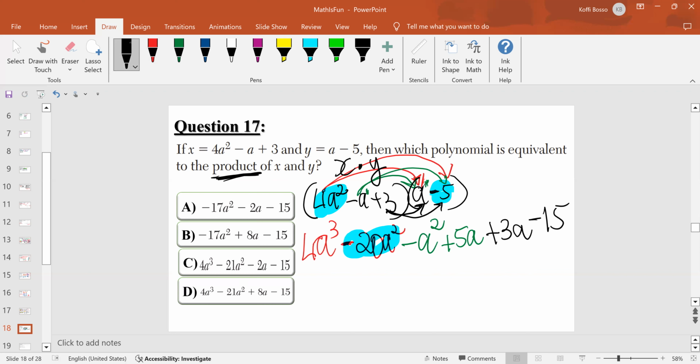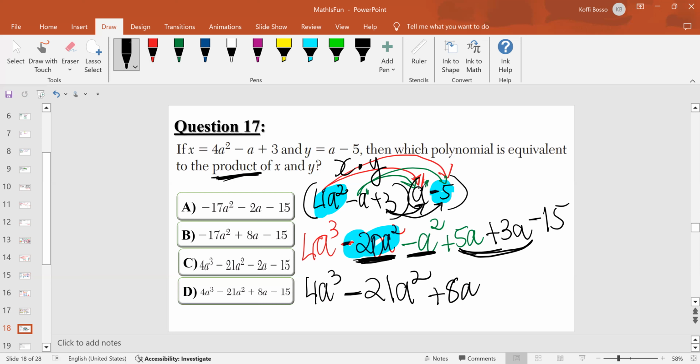The next step is to combine like terms. So we're going to keep this 4a cubed, but we have -20a squared and -a squared. Together, that gives you -21a squared. After that, we're going to combine the 5a and the 3a. That gives you 8a. You just add the 5 to 3. And the last part is this -15. So if you check this correctly, you will see that the correct choice is D. So you have 4a cubed minus 21a squared plus 8a minus 15.